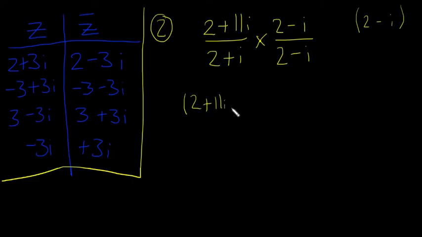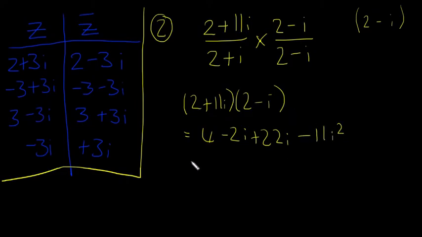So (2 plus 11i) multiplied by (2 minus i). So this is going to be equal to 4. So 2 by 2 is going to be 4. Minus 2i, 2 by minus i, plus 22i, 11i by 2, and then 11i by minus i is going to be minus 11i squared. So what is going to be equal to on the top? I'm going to write it like this. It's going to be 4 plus 19i, and then minus 11i squared.